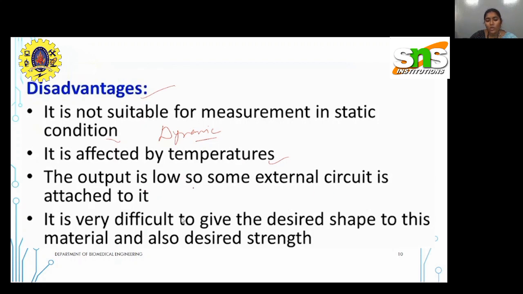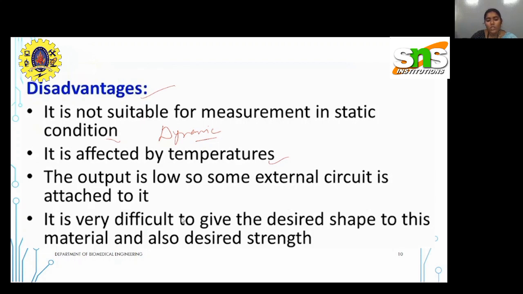The output which you get from the piezoelectric transducer is very low, very less in strength. So it requires an additional external circuit to enhance the strength of the signal. That is one of the disadvantages. You can't use the output directly for any other purpose. You have to strengthen the signal by amplification, or remove any noise, doing some kind of noise cancellation. These things have to be done before processing the signal.